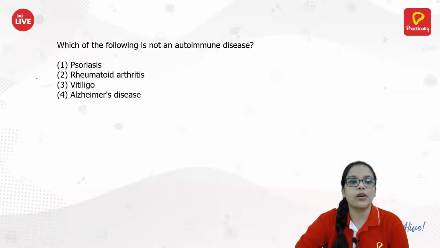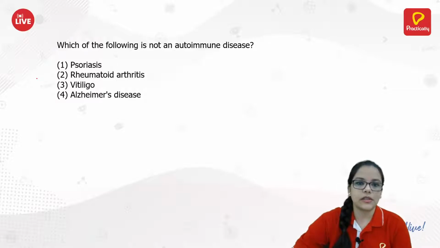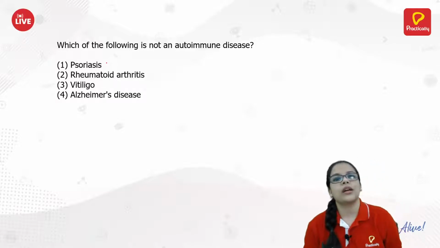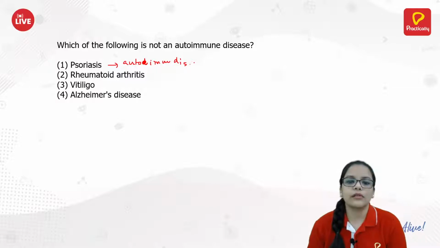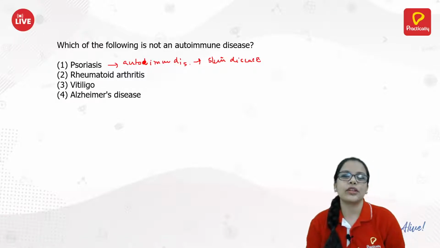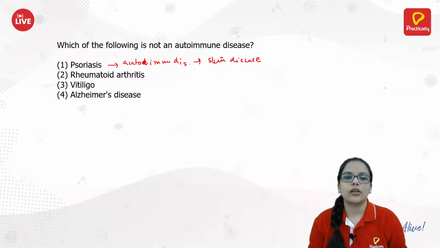Which of the following is not an autoimmune disease? Psoriasis, rheumatoid arthritis, vitiligo, and Alzheimer's disease. Now, we'll see each of these things. Psoriasis is a type of autoimmune disease, which is a kind of skin disease. An allergic type of reaction which happens when the immune system starts attacking.